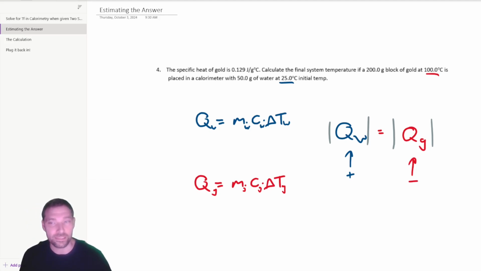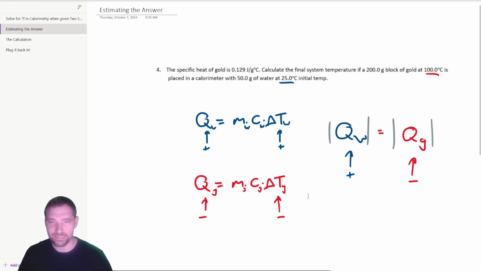These should be equal to each other in terms of their magnitude, but they'll have opposite signs, which should make sense because the water's temperature change is going to be positive. C is always a positive value, same with M. So if the change in T is positive, then the Q is also positive here. You can imagine this is going to be the opposite case here. If you've got a change in T that's minus, you've got a Q that's minus.